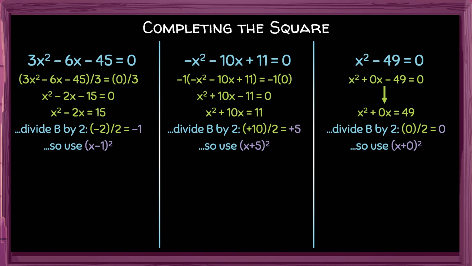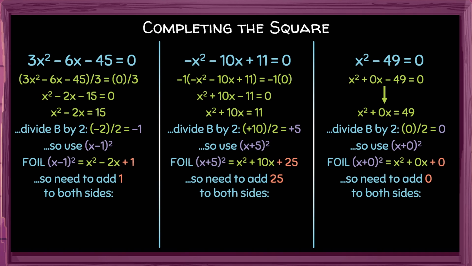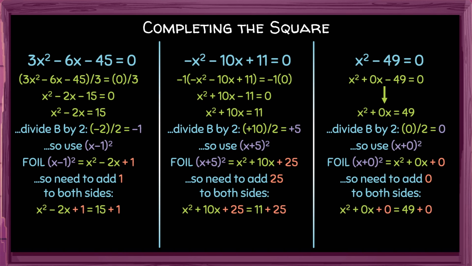In our third step, we complete the square by adding whatever number we need. To find out what that number is, we FOIL our perfect square quadratic to find out what its c value is. That c value is how much we need to add. And we add that same amount to both sides of our equation.